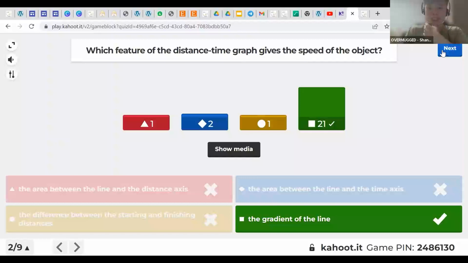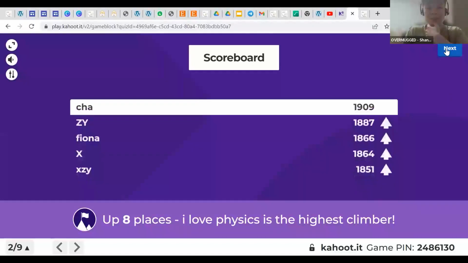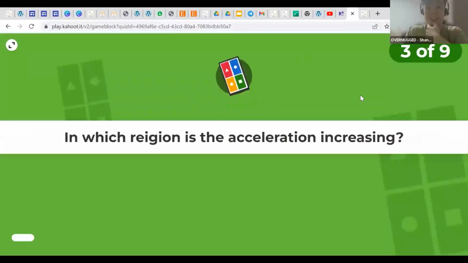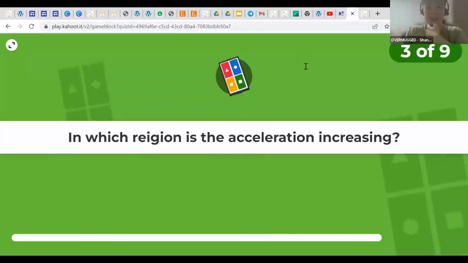Okay. Nice. The distance time graph, the gradient is the speed. Speed time graph, gradient is acceleration. Okay, quite easy, right? Look at it, a few seconds, you all know already. Increasing acceleration.